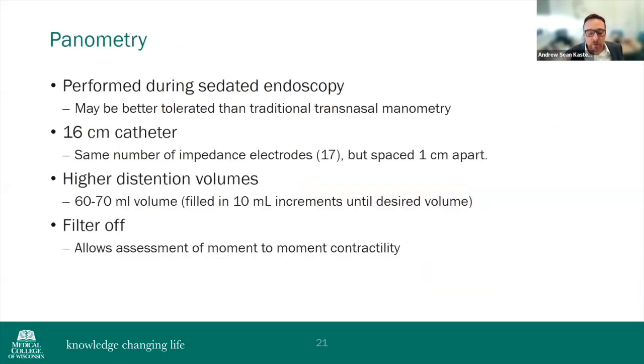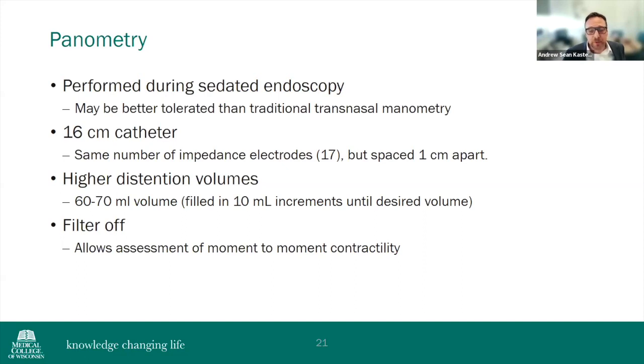This can be performed intraoperatively, or you can do it in the endoscopy lab with the patient sedated. It's better tolerated than transnasal manometry. It uses a 16-centimeter catheter with the same number of electrodes as the 8-centimeter, but they're spaced 1 centimeter apart. You're generally using higher distension volumes, up at 60, 70 mLs, and you fill in 10 mL increments.